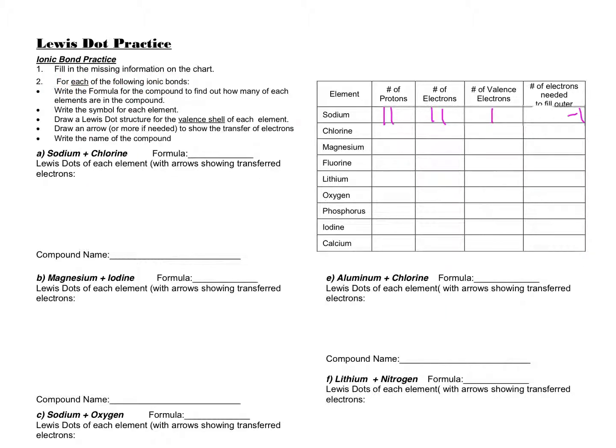Next, for each of the following ionic compounds, meaning these, A, B, C through F, write the formula for the compound to find out how many of each element are in the compound. Next, we'll write the symbol for each element, draw the Lewis dot for the valence shell of each element, draw an arrow or more to show the transfer of electrons, and then write the name of the compound. So I'll do one of these with you. How about B?